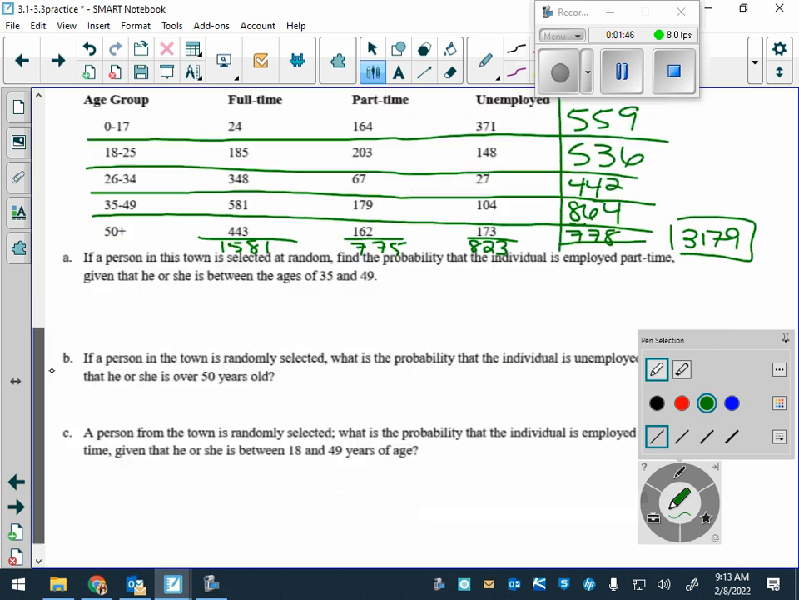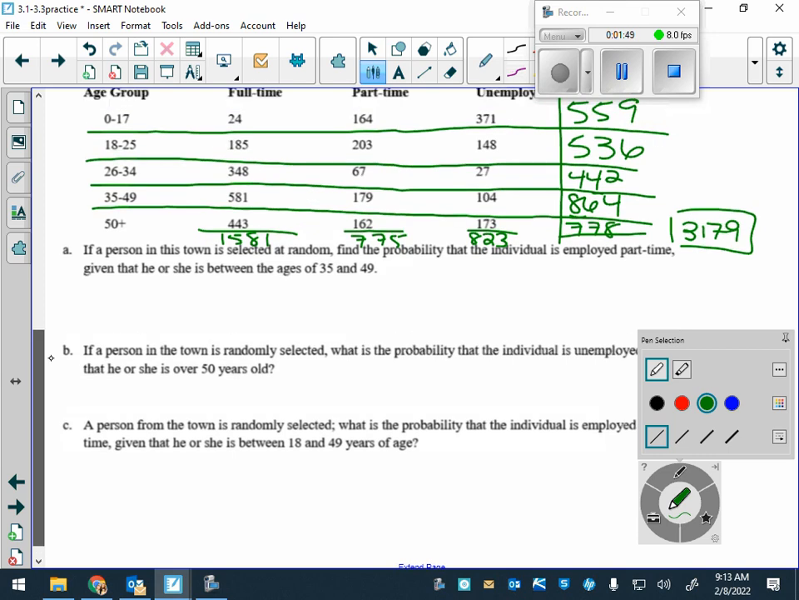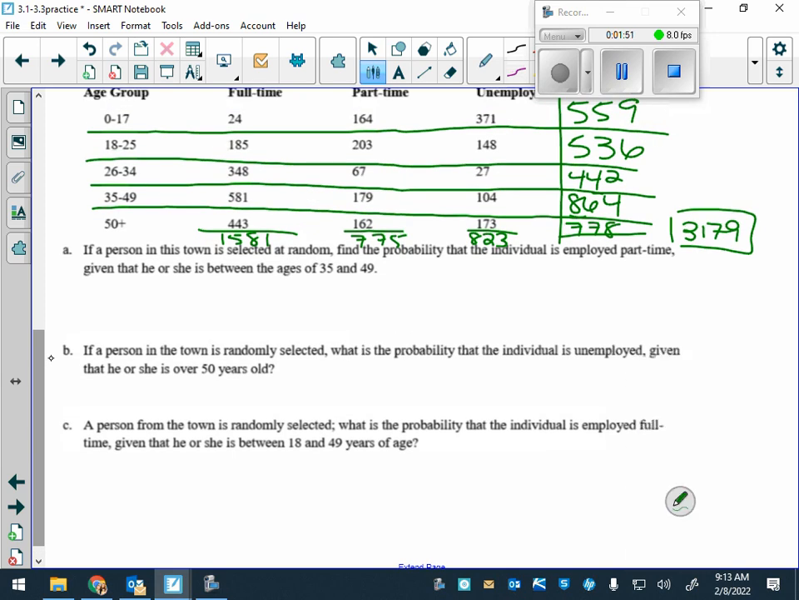So now, looking at our questions, all right, we see the word given a lot. So if a person in this town is selected at random, find the probability that the individual is employed part-time, given that he or she is between the ages of 35 and 49. Excellent. So whatever comes after given, okay, 35 to 49, this is your denominator. So 864. And out of that total, how many of them are part-time? Is 179.